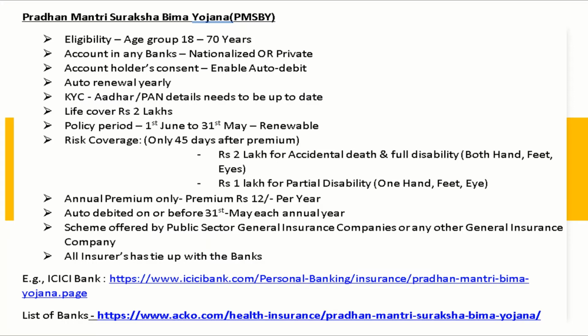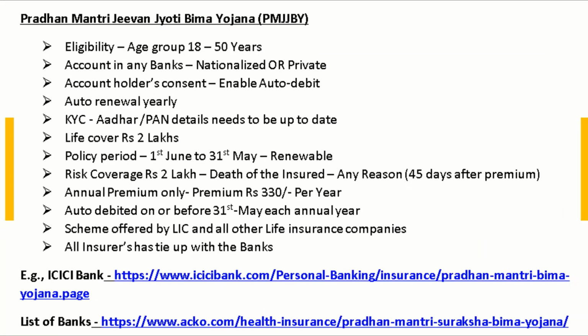So for this the eligibility age group is 18 to 70 years. The account should be in any banks like nationalized or private banks, and again this should be with the account holders consent only. So this has a auto renewal procedure, like every year it will be auto renewed. So all the applicable details for previous policy is also applicable here, like Jeevan Jyoti Bima Yojana. The difference is the coverage and the age eligibility.